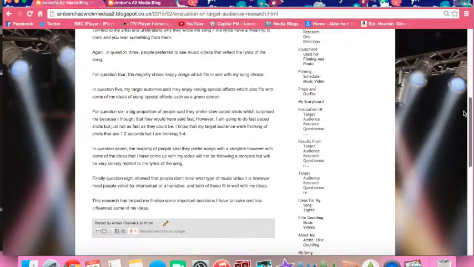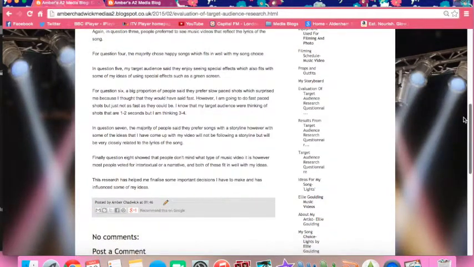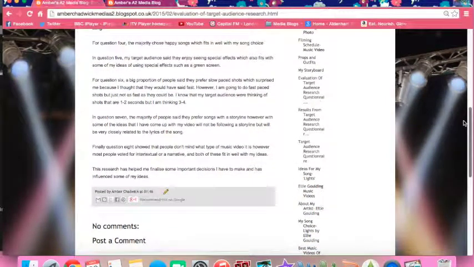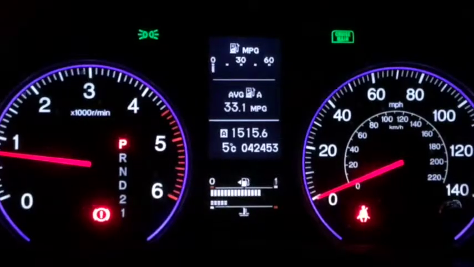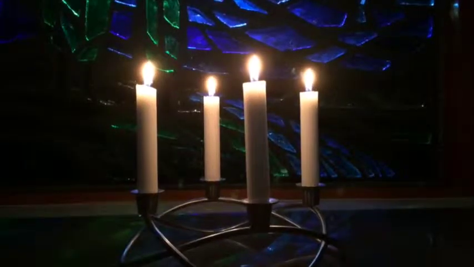People also prefer to see music videos that reflect the lyrics of the song, and the majority chose happy songs which fitted in well with my song choice. I discovered my target audience would enjoy seeing special effects, which fitted in with my ideas of using a green screen. They also said that they would prefer slow pace shots, which surprised me because I thought they would have said fast.